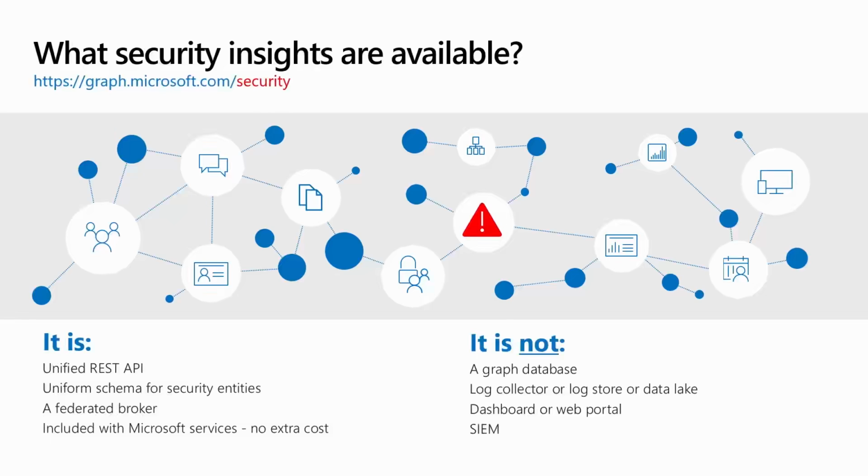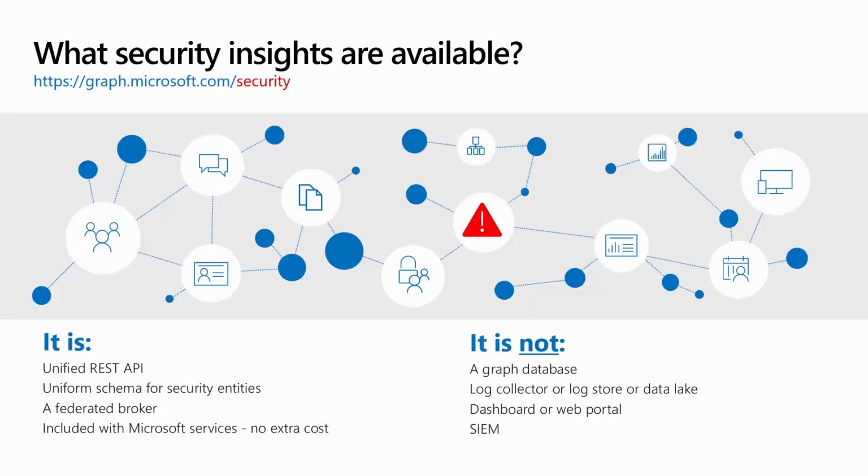What we're doing from a security perspective, set up an entity in the graph specific for security workloads. And it operates in a little bit of a unique way versus other entities that are in the graph. So it is a unified REST API. It does provide a uniform schema for security entities. But what's a bit different about it is that it acts as a federated broker.